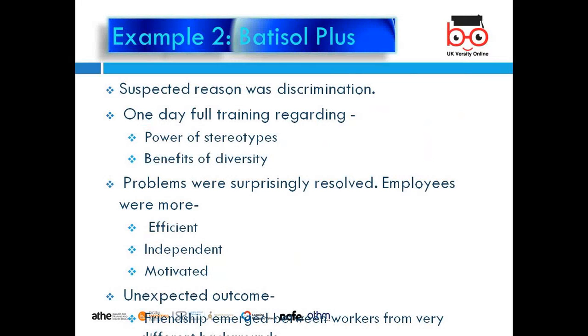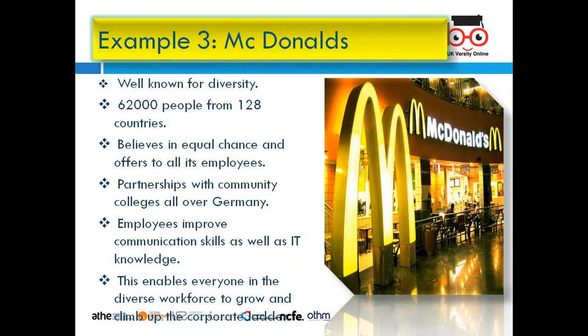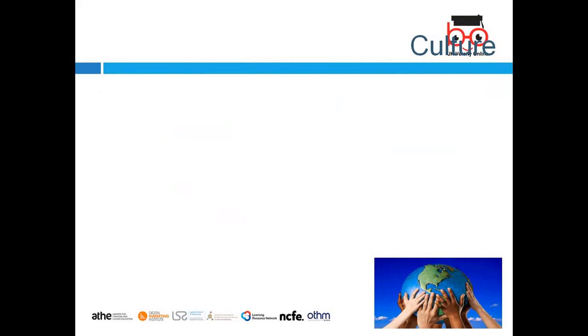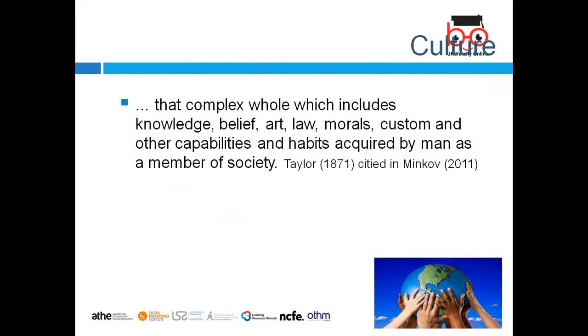Here are different examples of different organizations, like a McDonald's model, in terms of quality and diversity, a holistic model which manages diversity and operates across the board, top level, low level management, and culture. What is meant by culture?